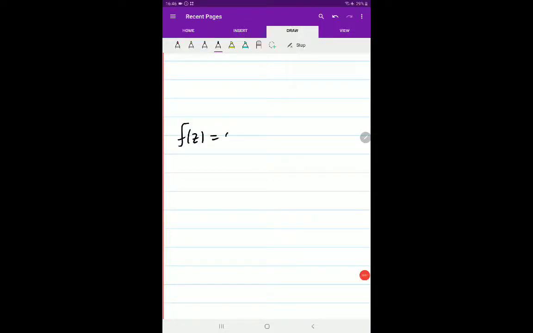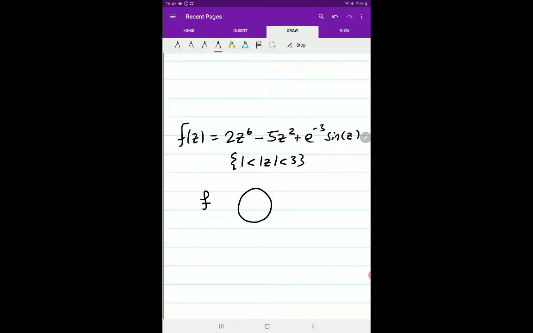This function right here, and we're asked to find the number of zeros in the annulus given by the mod of z being between 1 and 3. Now, first I want to remark that we never have to worry about f attaining a 0 on the boundary.